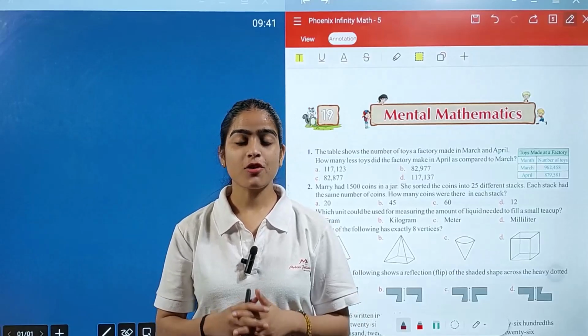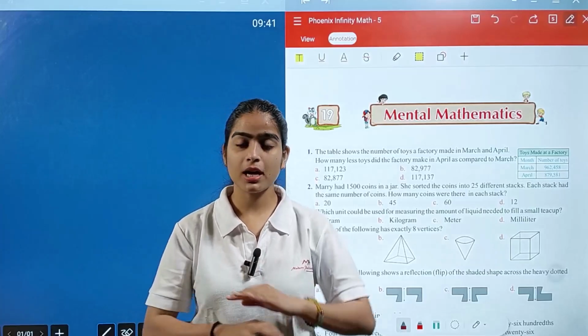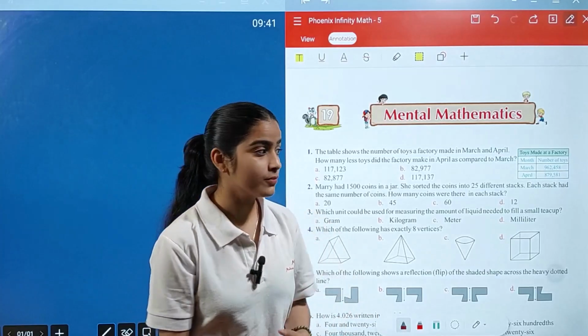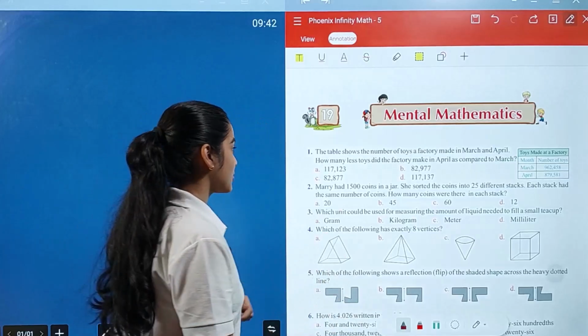So students, now we have chapter number 19, which is mental mathematics. There is no new concept, but we have our previous concepts which we have to recall in this chapter. So let's get started.